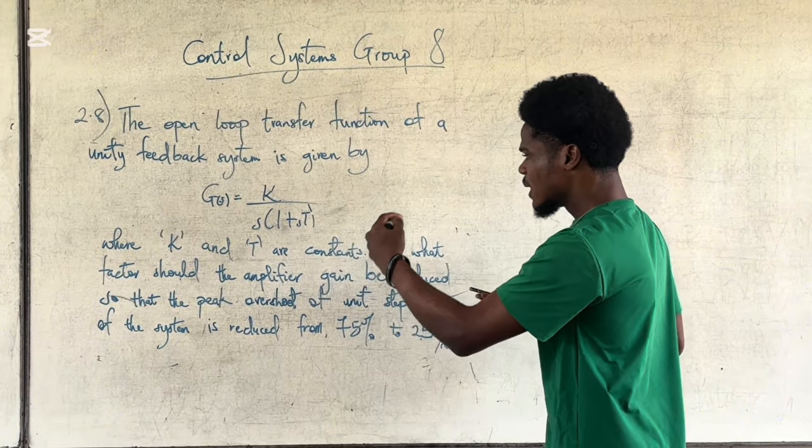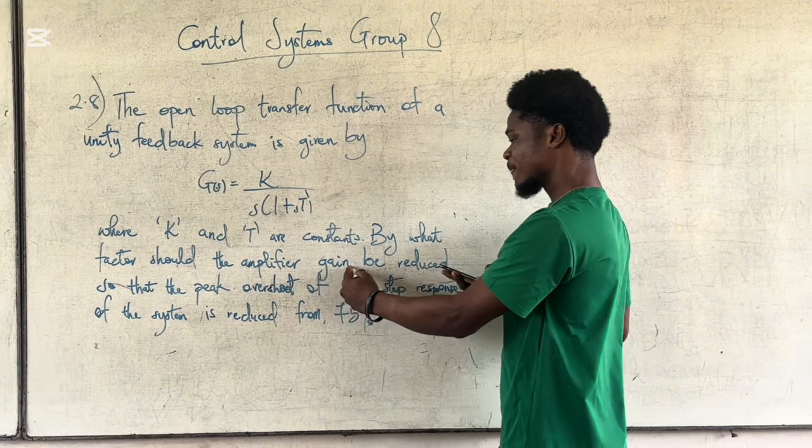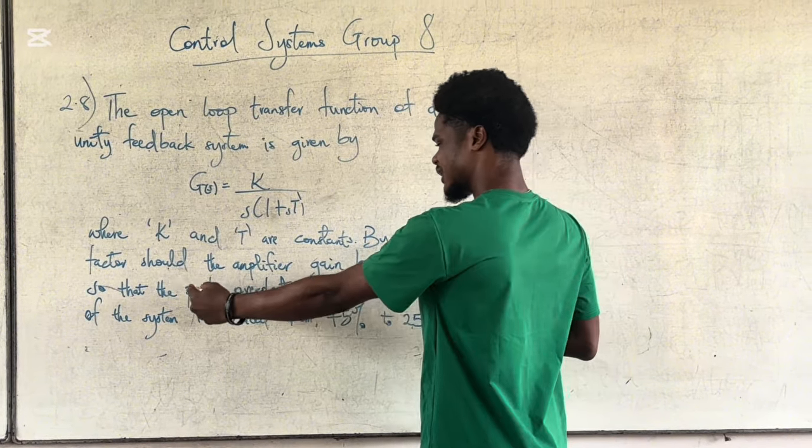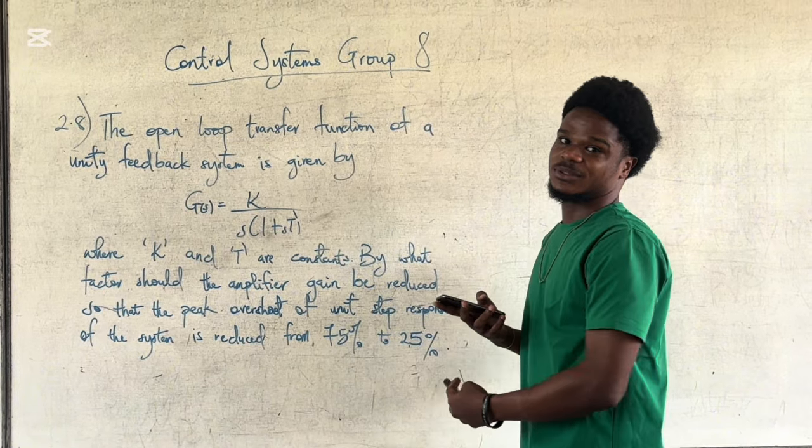Okay, so we've been asked to determine by what factor the amplifier gain should be reduced so that the peak overshoot is reduced from 75 to 25%.